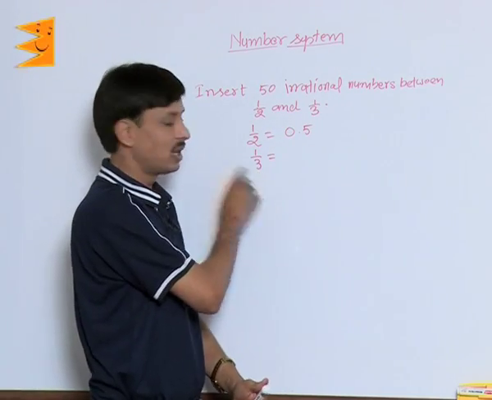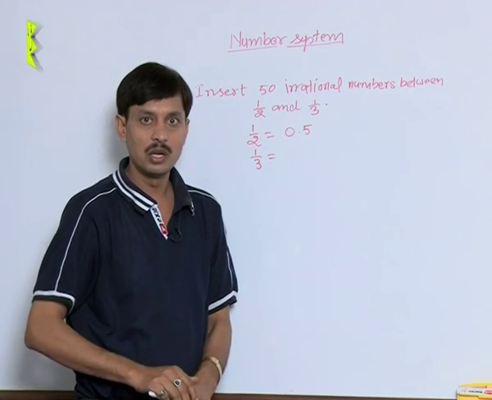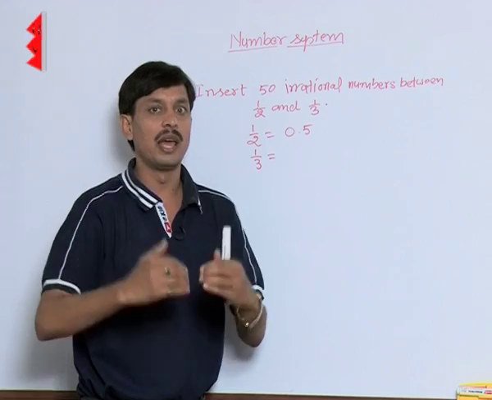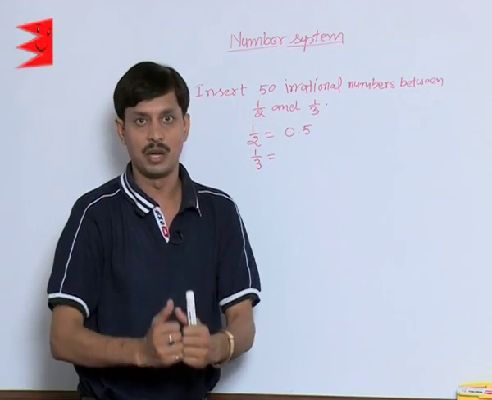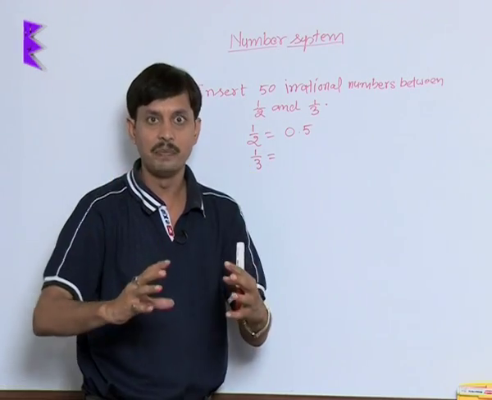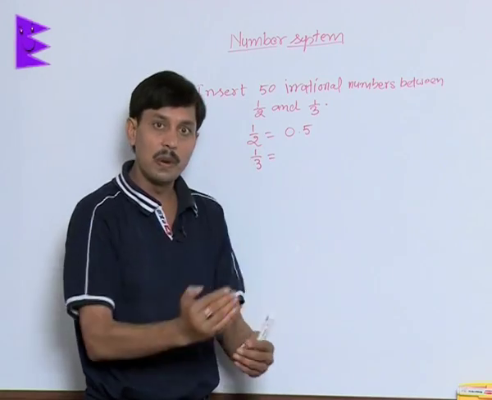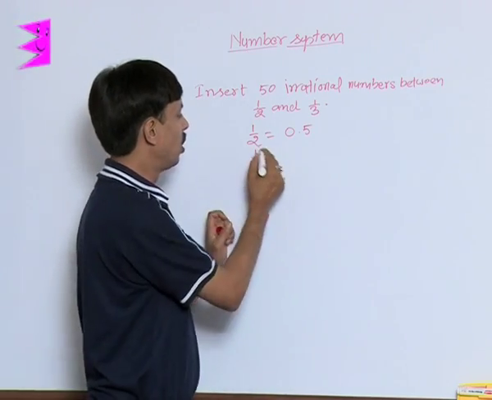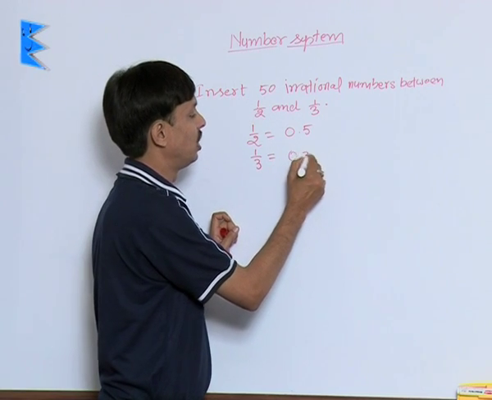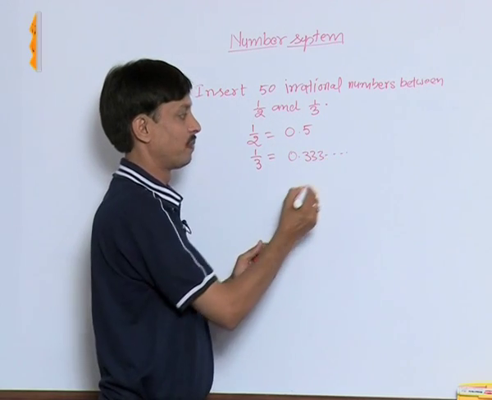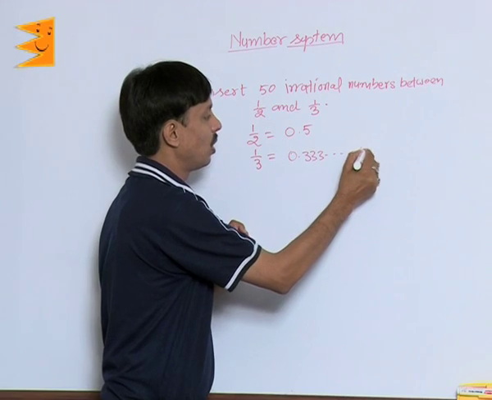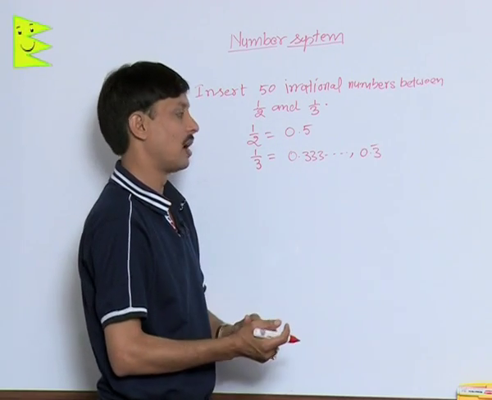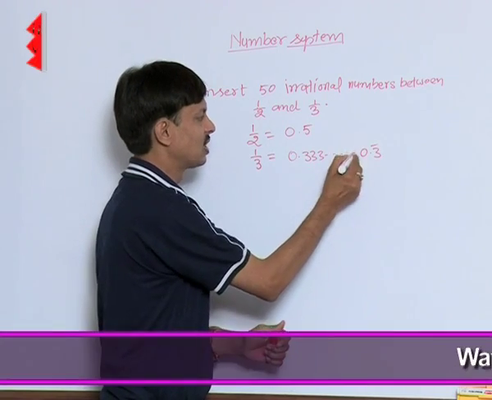Here the denominator is what? 3. 3 minus 1 is what? 2. So if I divide 1 by 3, I will get a non-terminating repeating number, and repetition will begin either after 2 places or before it, that is, either after 1 place. So you all know the answer for 1 by 3 is 0.3333 dot dot dot. Sometimes you can write it as 0.3 bar, having the same meaning.